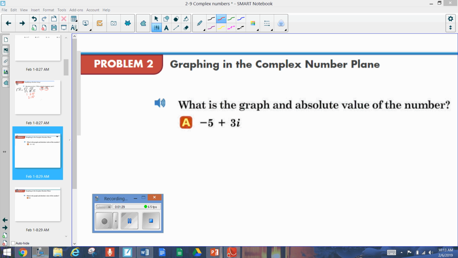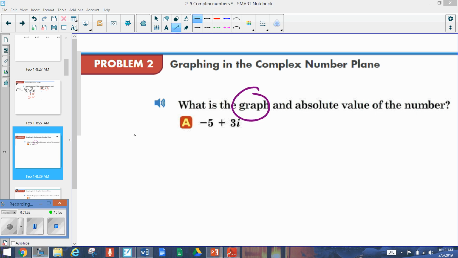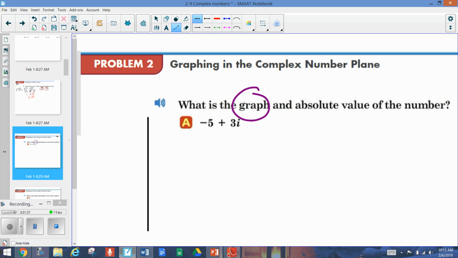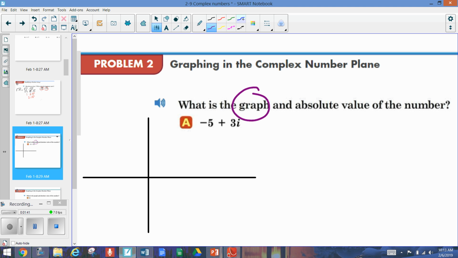Now look at this question. Two questions. Graph. First, we're gonna graph it. Okay, let's do that. So we do have imaginary axis and then real axis, right? X is the real, Y is the imaginary. Now, what is the real number here? Negative 5. Count negative 5.